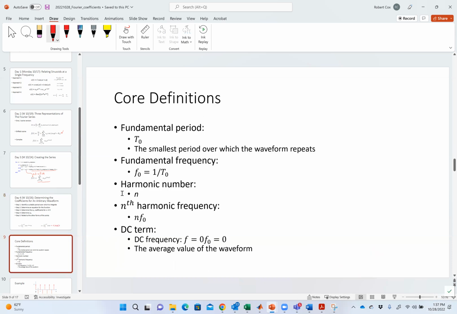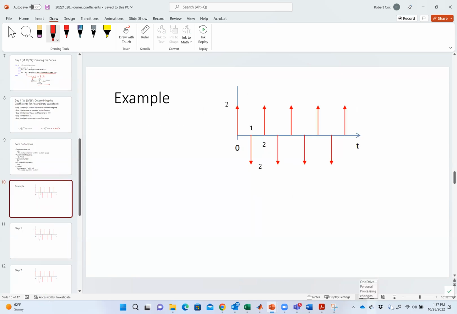Now we talked about all these core definitions: fundamental period, fundamental frequency, harmonic number, and so on. So let's do one more example. I've got this sort of thing here. This is a periodic waveform, and it's made up of impulses. Now let's remind ourselves about the impulses here.